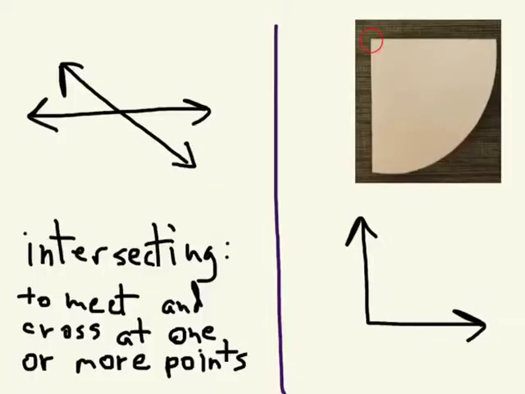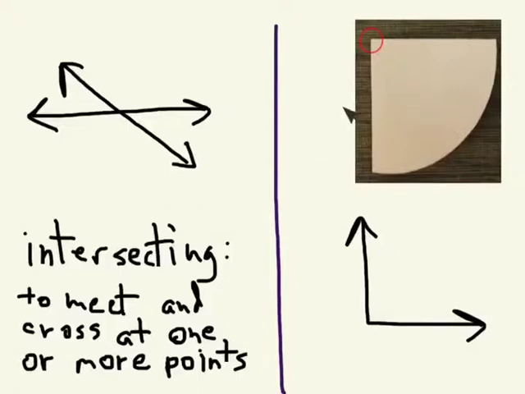Welcome to the video on perpendicular lines. Now if you look on the left-hand side, you'll see these two lines that are crossing, or we could say intersecting, which means they meet and cross at one point, or maybe more than one point. As you can see here, these lines intersect right here.